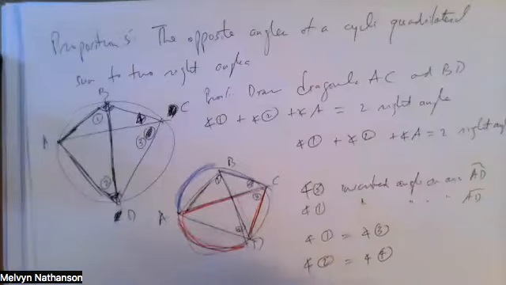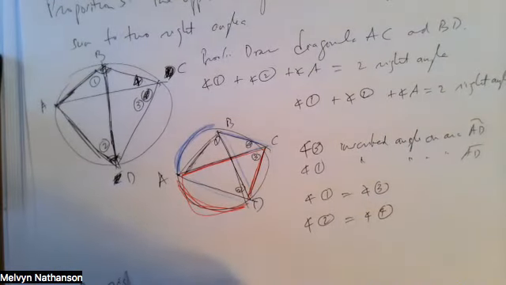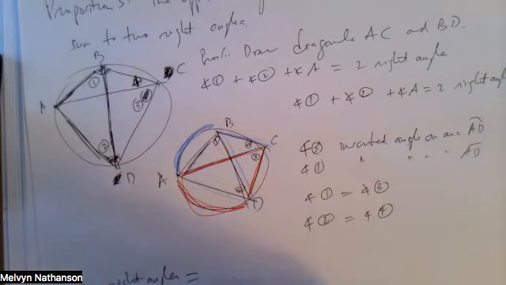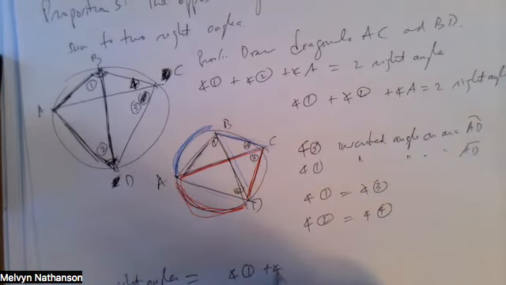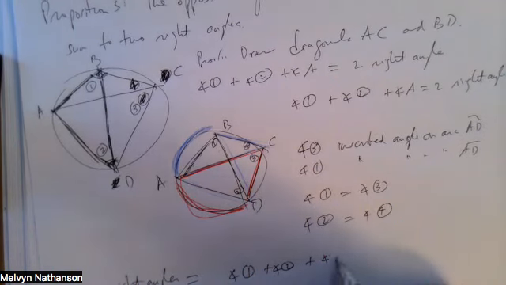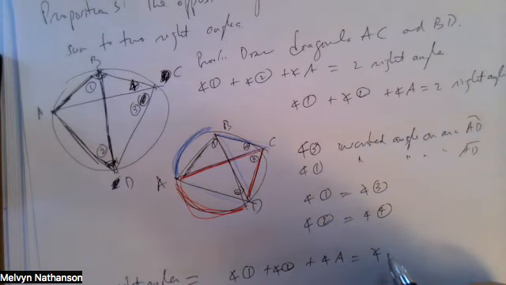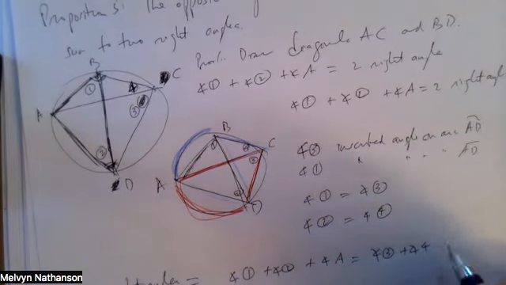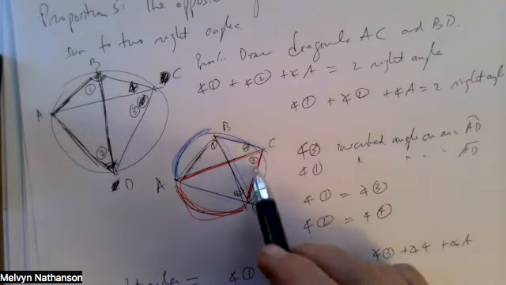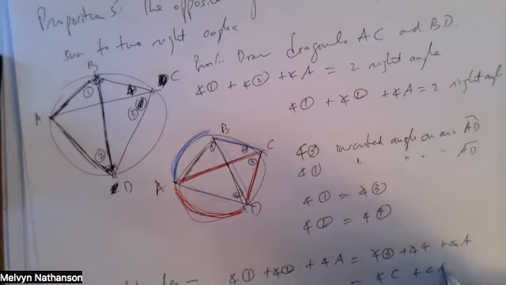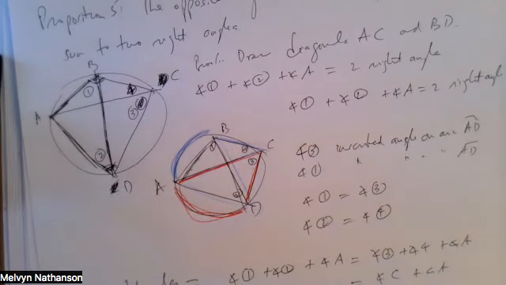So I have two right angles are equal to angle 1 plus angle 2 plus angle A, but 1 equals 3 and 2 equals 4. So this is angle 3 plus angle 4 plus angle A, and 3 plus 4 add up to angle C. So angle C plus angle A add up to 2 right angles. Those are opposite angles of the quadrilateral. That's the proof.